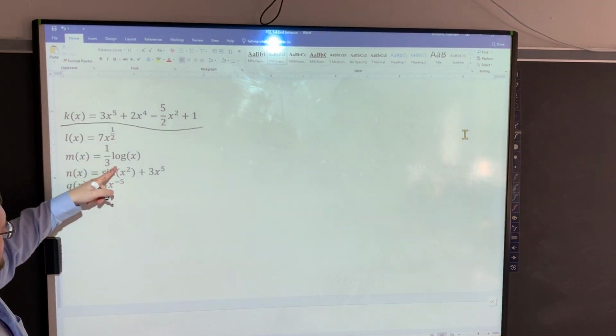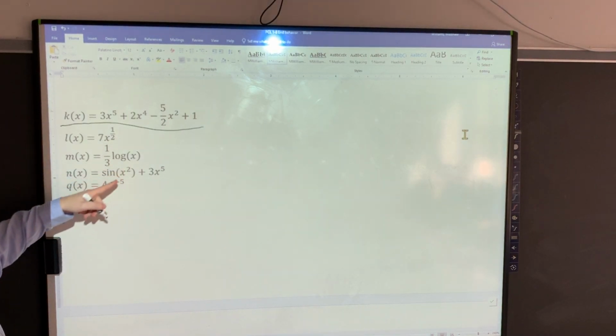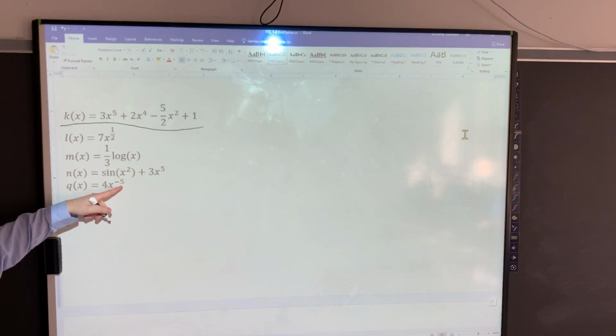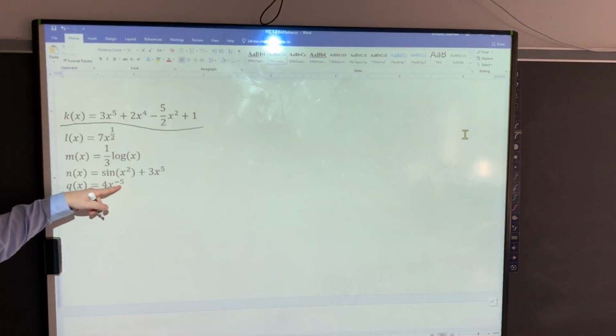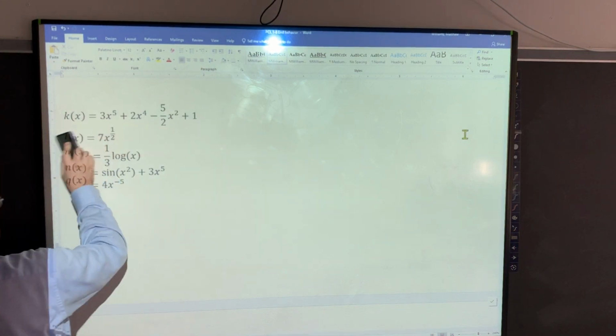This third one, function n, is not a polynomial because it's got a logarithm in it. Function n has sine in it, that's a trig function, so that's not a polynomial. Function q has a negative exponent. Negative numbers are not whole numbers. Negative whole numbers are called integers. Those are not called whole numbers. So this has an exponent that is not a whole number, so this is not a polynomial.